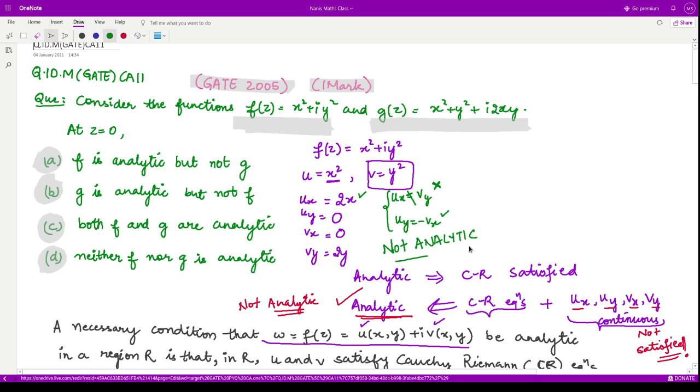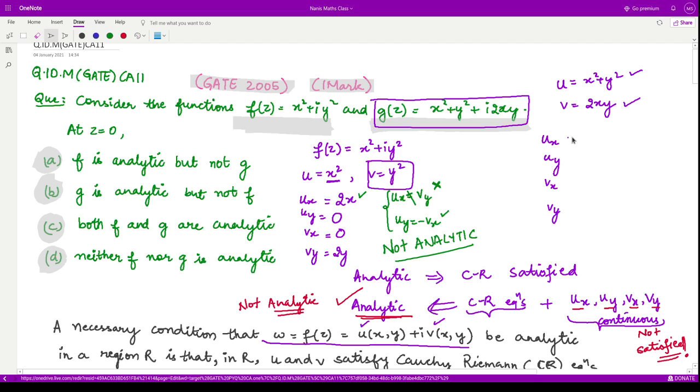Similarly, we'll check for the function g. For the function g, we are given this function, right? Here u is equal to x square plus y square, and v is equal to 2xy, the real part and the imaginary part. Let us again calculate these derivatives. ux would be 2x, uy would be 2y, vx would be 2y, and vy would be 2x.